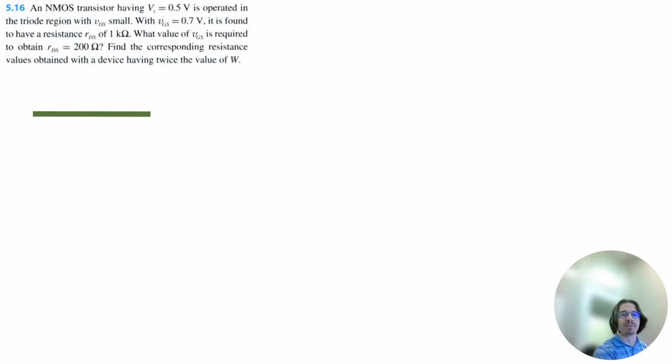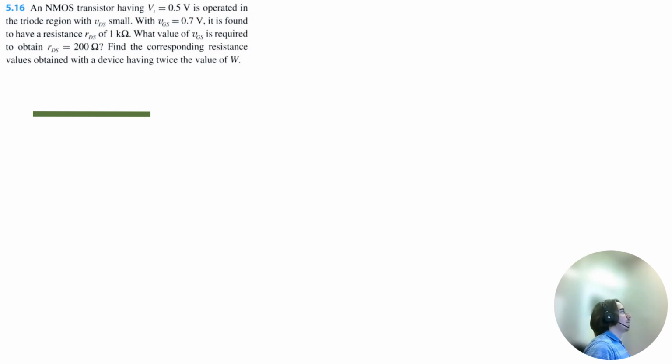Let's solve problem 5.16 from Microelectronic Circuits, 8th edition, by Sedra and Smith. You have an NMOS transistor with a threshold voltage of 0.5 volts, operated in the triode region with a very small voltage from drain to source. With a voltage from gate to source of 0.7 volts, it is found to have a resistance of 1 kilo ohm. What value of VGS is required to obtain RDS equal to 200 ohms?